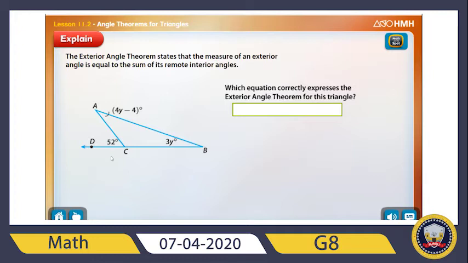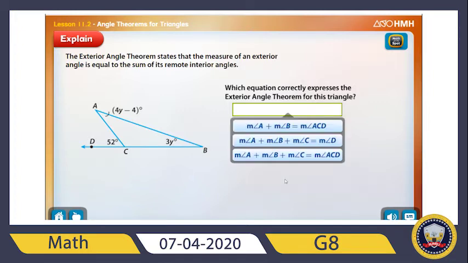Okay, now let's solve together this example. I have this exterior angle that is 52 degrees. I know that A measures 4y minus 4 degrees and B measures 3y degrees. Now I want to find the expression that expresses the exterior angle theorem. What is the expression? By looking at these equations, which one describes the exterior angle theorem?